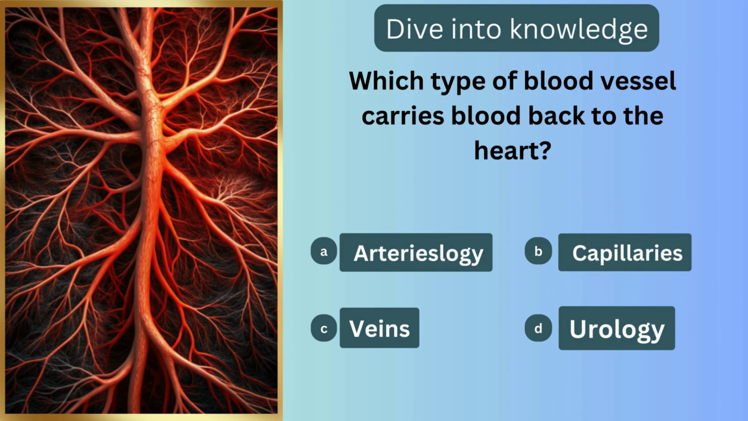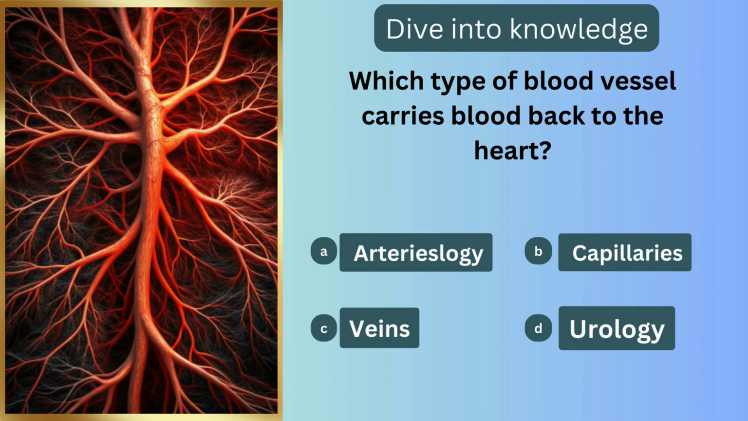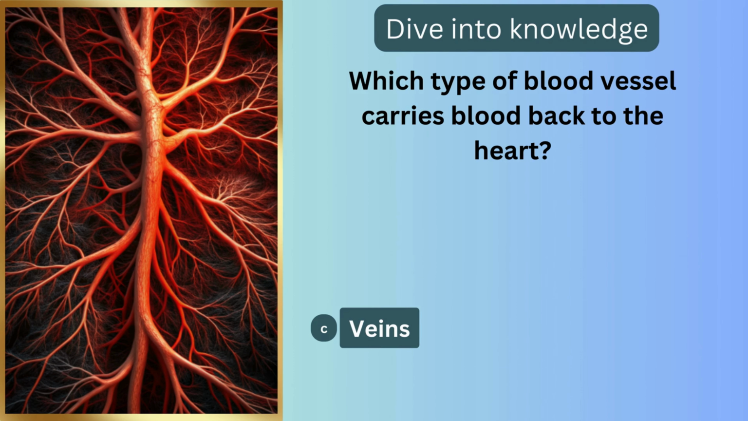Next question is, which type of blood vessel carries blood back to the heart? Let's take a look at the options. A. Arteries. B. Capillaries. C. Veins. Or D. Arterioles. Time's up. The right answer is C. Veins.